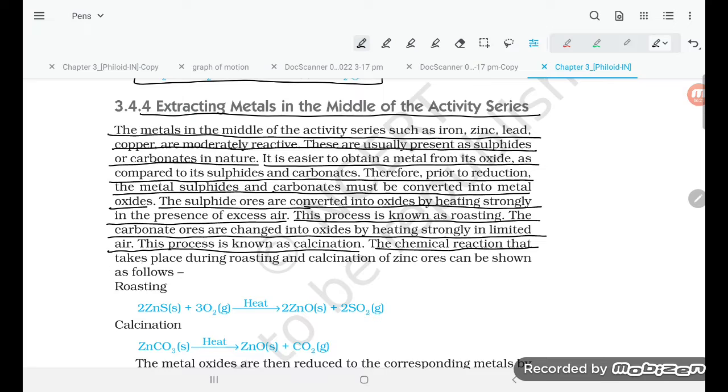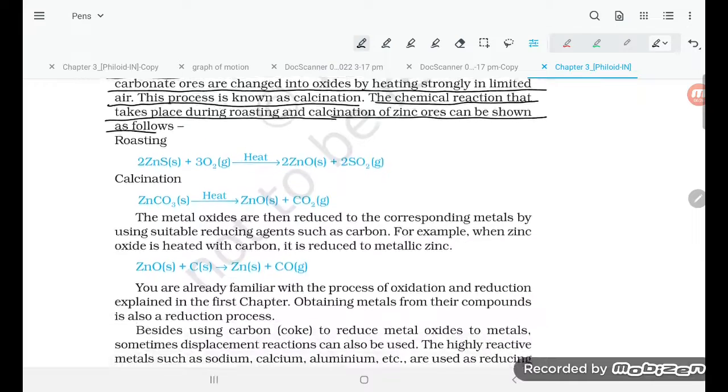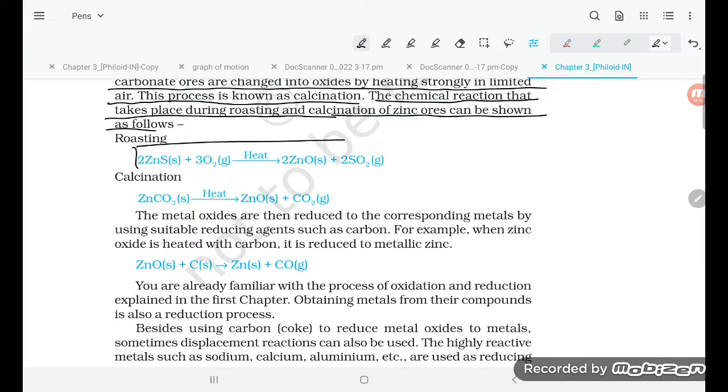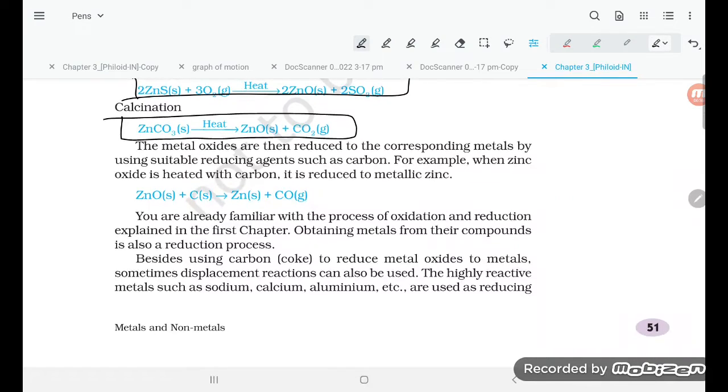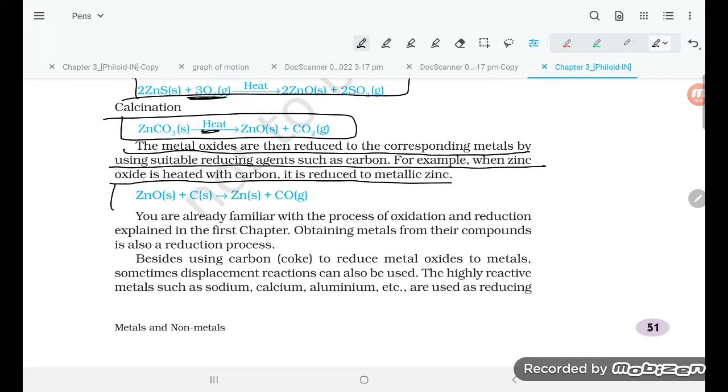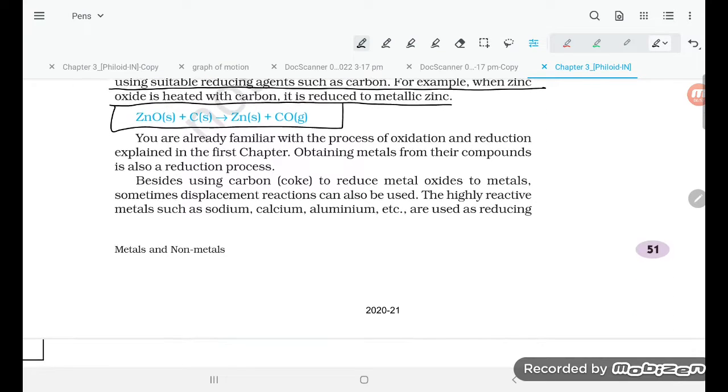The chemical reactions that take place during roasting and calcination of zinc ore can be shown as follows. Roasting: ZnS plus 3O2 converts into zinc oxide. Calcination: ZnCO3 converts into zinc oxide. Oxygen present means roasting, and no oxygen means calcination. The metal oxides are then reduced to the corresponding metal by using suitable reducing agents such as carbon. For example, when zinc oxide is heated with carbon, it is reduced to metallic zinc. So ZnO plus C gives Zn plus CO.